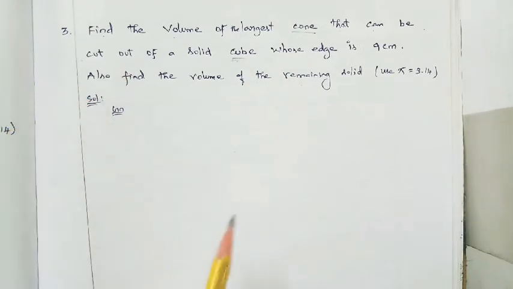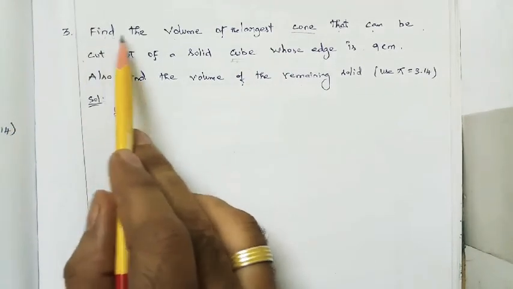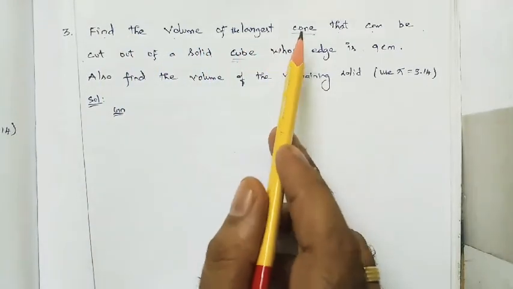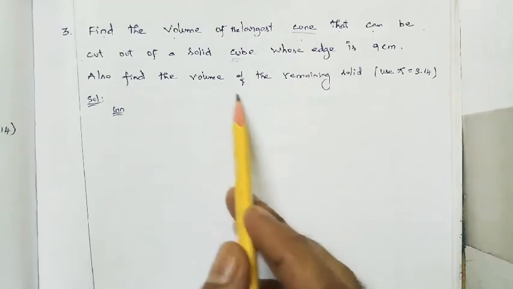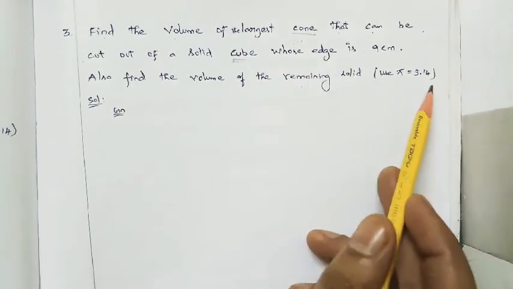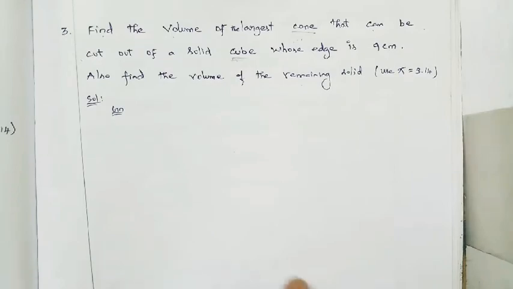So we want to find two things. First, find the volume of the largest cone. After that, we want to find the volume of the remaining solid. Use pi is equal to 3. So first we can draw the diagram.